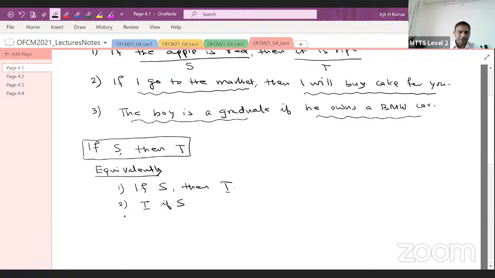Can you think of the same statement being written in some other way? In mathematics, you must have seen a similar statement written in some other way. Can you think of it?